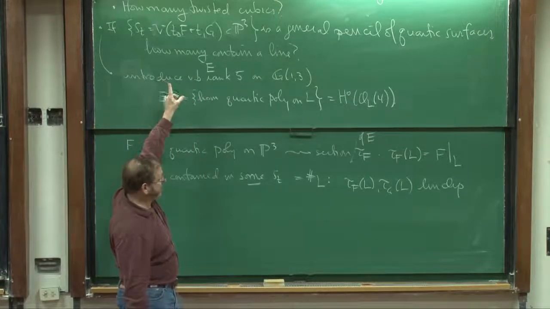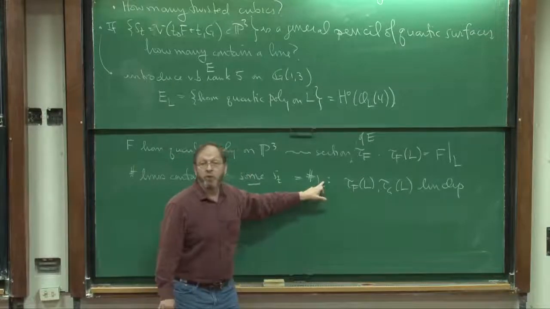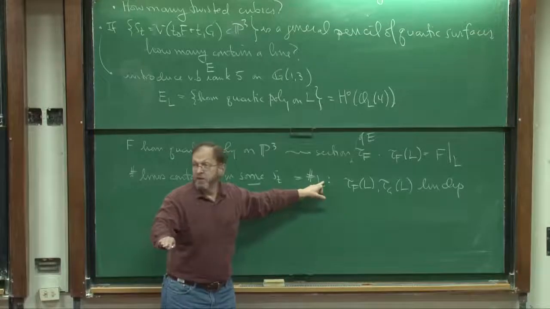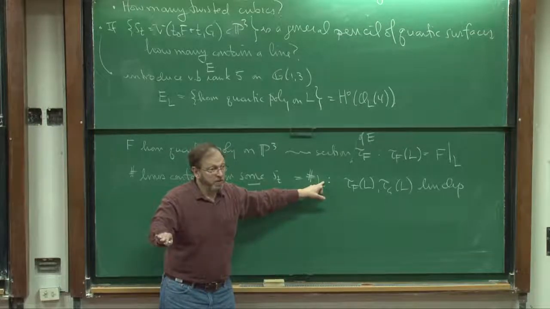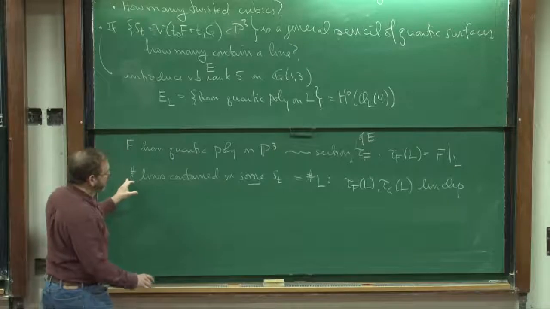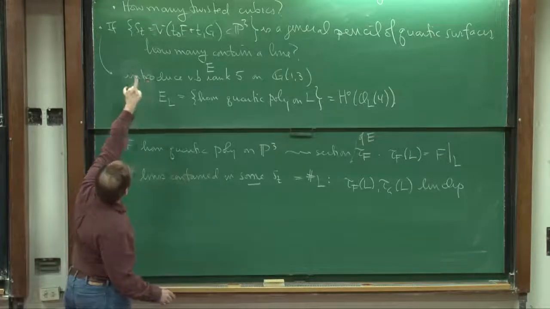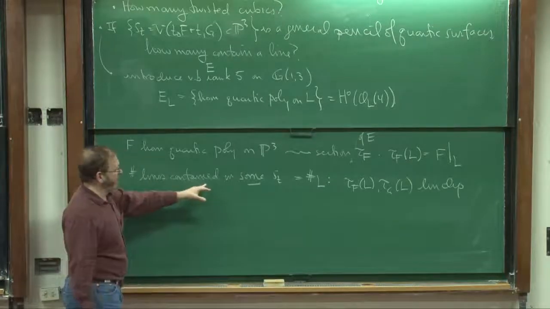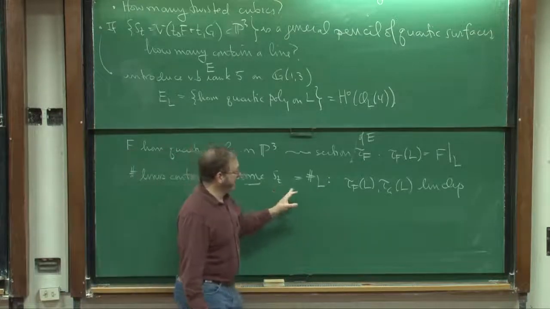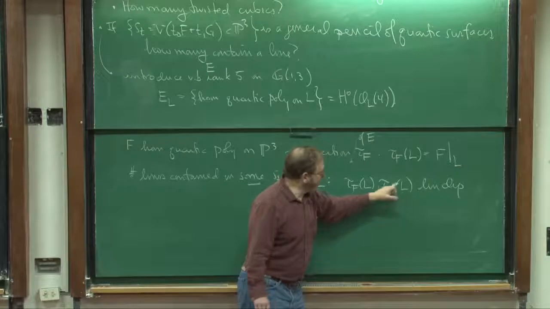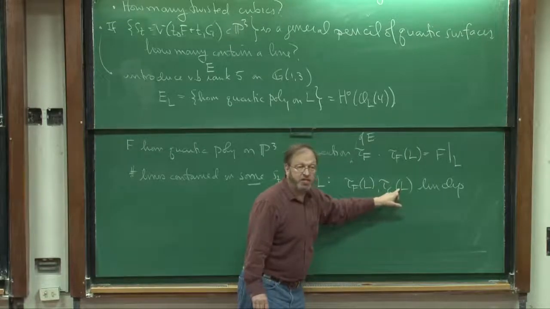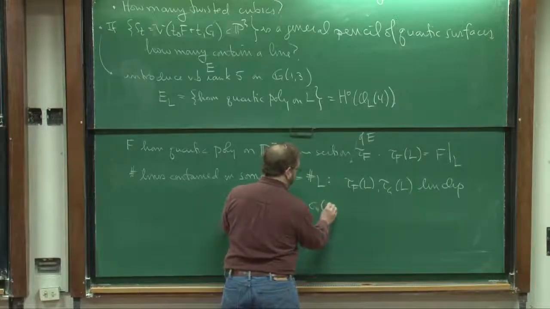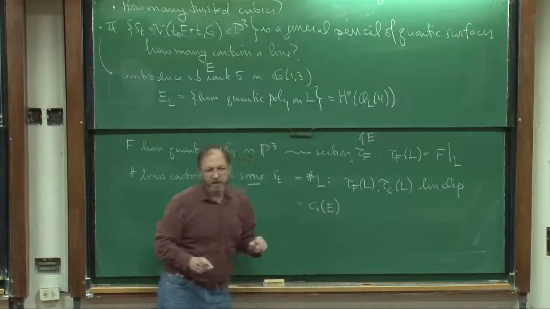Since this is a general pencil, no line lies on more than one element of the pencil. Otherwise, it would be a component of the base locus, and the base locus is smooth. So the conclusion is that the number of elements of the pencil containing some line is equal to the number of lines contained in some element of the pencil. That's the number of points in the Grassmannian where these 2 sections are linearly dependent, and by our definition, that's the 4th Chern class of the bundle E.